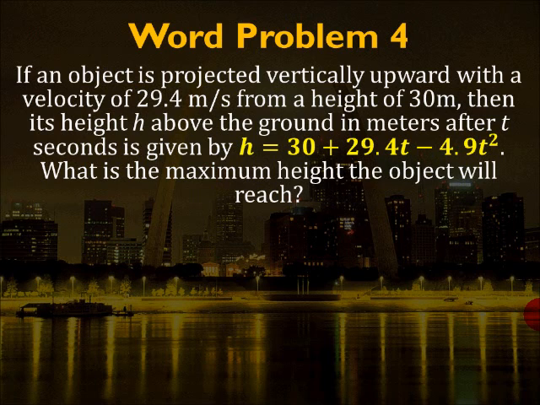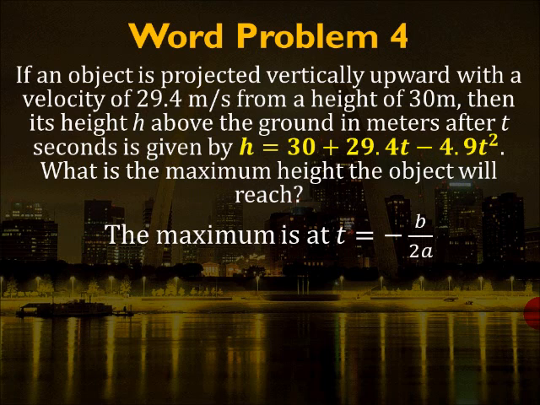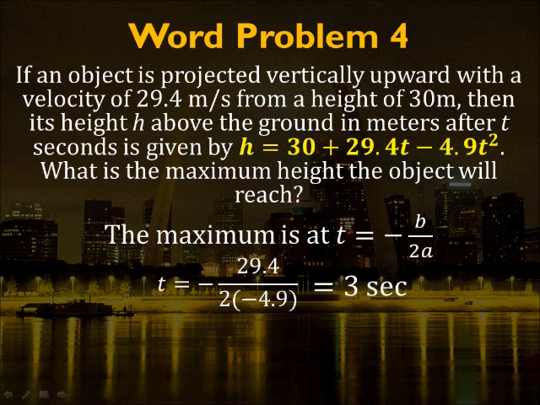Alright, this problem looks more difficult than it really is because you're applying the same principles that you applied on the first three word problems. At what value of t do you think you're going to get the maximum h? Yep, negative b over 2a. What is the value of b here? 29.4. What's the value of a? Negative 4.9. Yes, this feels like an episode of Dora the Explorer. Alright, so you plug in those values for b and a, you get negative 29.4 over 2 times negative 4.9, and you get a nice round number for t, 3 seconds.